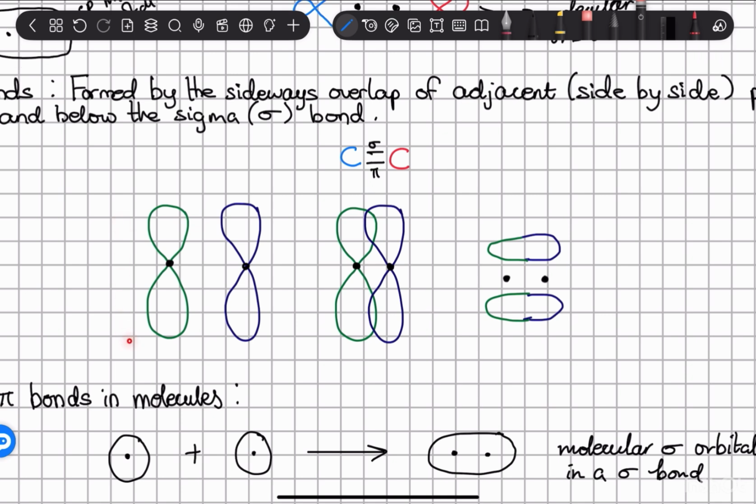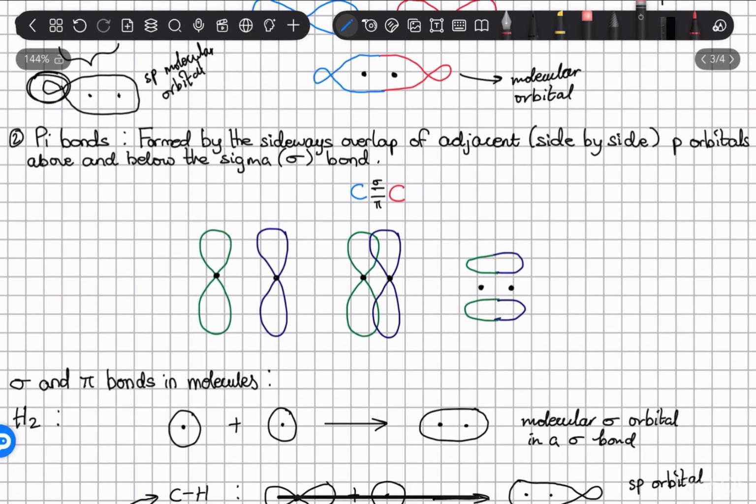But this is the principle of how pi bonding takes place. It's a sideways overlap or collision of p orbitals in these two adjacent carbon atoms. The carbon atom is an example. This can also occur in different atoms, but for simplicity, the syllabus requires us to use carbon as our main example. So you would not be asked anything complicated at this point.